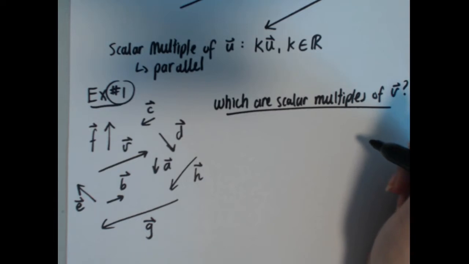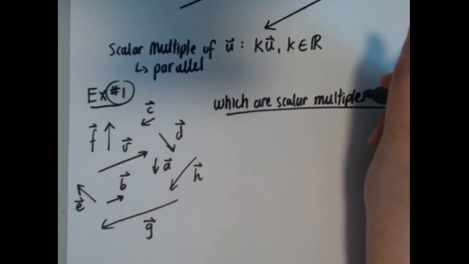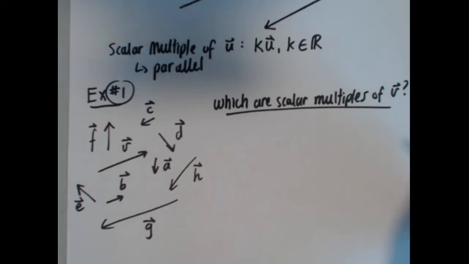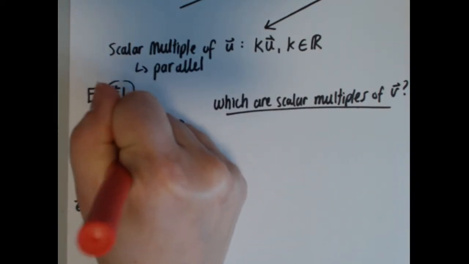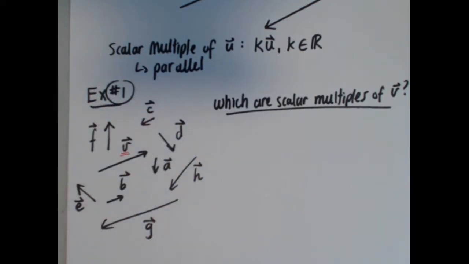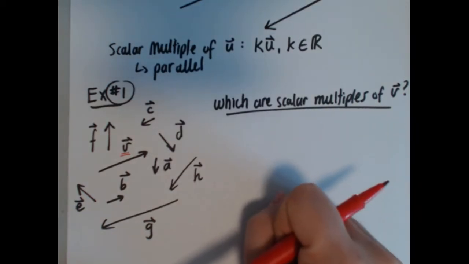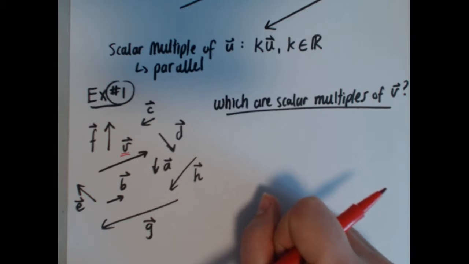These examples are going to be mirroring the ones in the book. They're a little different at the same time, so if you need more practice with this, you can always consult the pages in the book. But for now, we're looking at which are scalar multiples of vector v. In order for it to be a scalar multiple of vector v, it's got to be parallel. It doesn't have to go in the same direction, but it's either the same or the opposite direction.